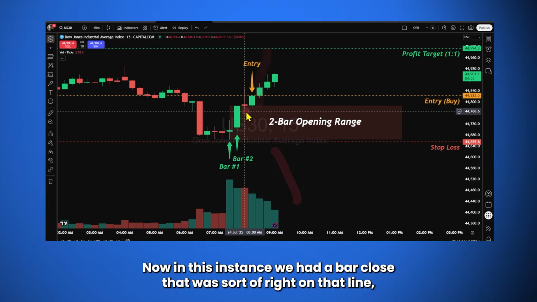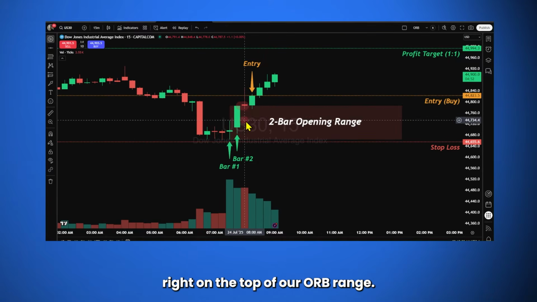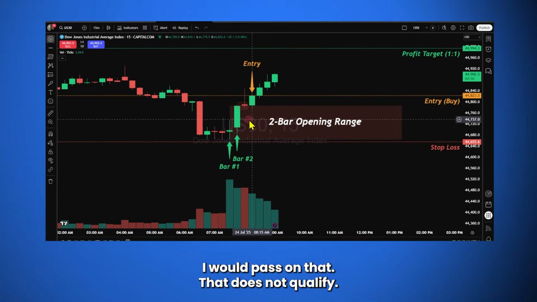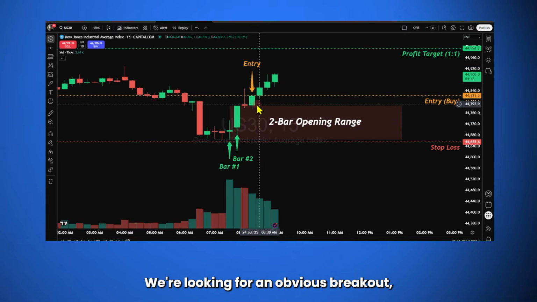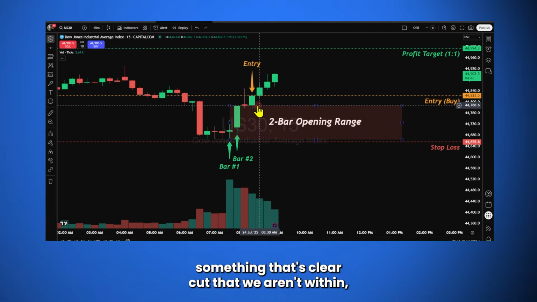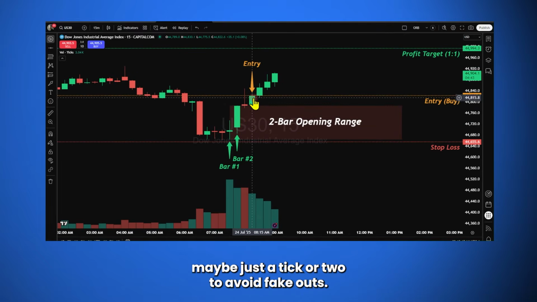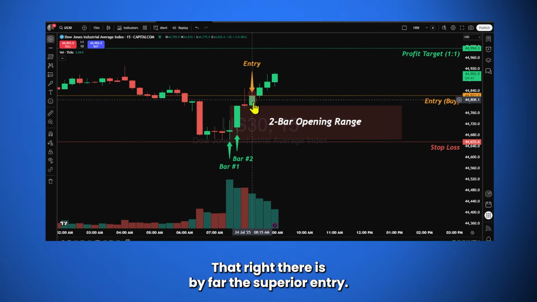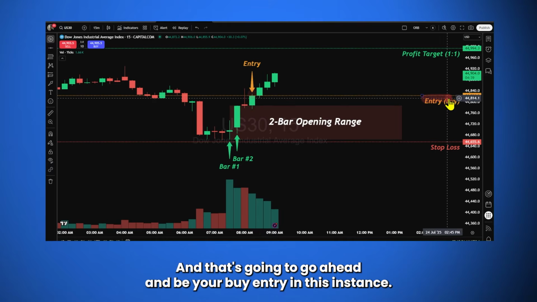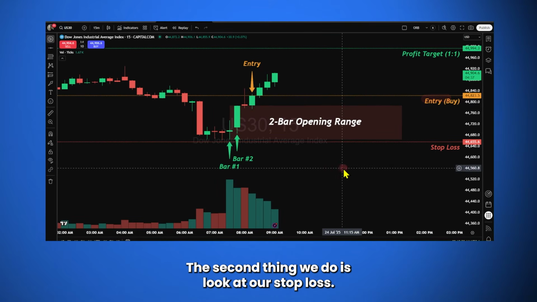Now, in this instance, we had a bar close that was sort of right on that line, right on the top of our ORB range. I would pass on that. That does not qualify. We're looking for an obvious breakout, something that's clear cut, that we aren't within maybe just a tick or two, to avoid fake outs. That right there is by far the superior entry, and that's going to be your buy entry in this instance. The second thing we do is look at our stop loss.